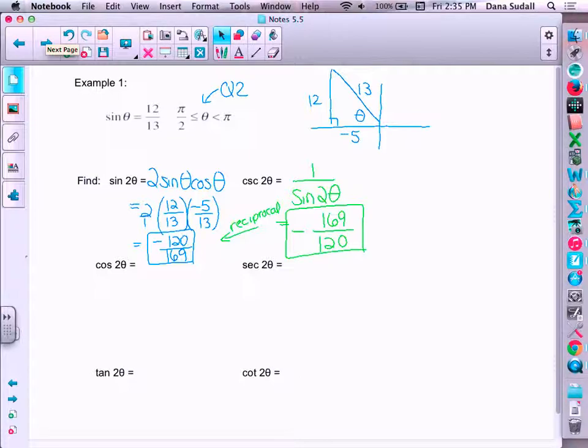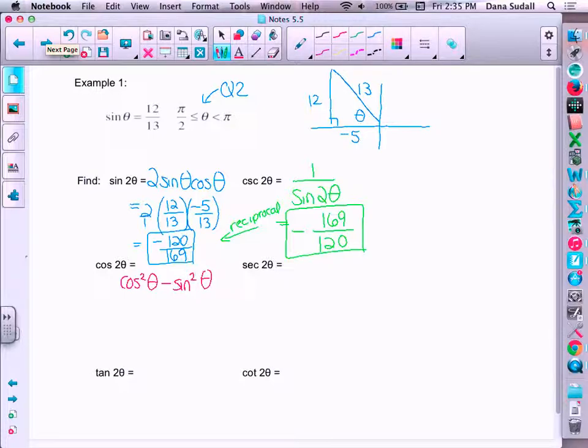So cosine of 2 theta, you can pick which of the identities you want to use. It's actually easiest if you use cosine squared minus sine squared, because then you won't have to simplify as many pieces to this. So cosine 2 theta is equal to cosine squared minus sine squared. So cosine squared from that triangle there would be negative 5 over 13, and that fraction is squared. And then sine is 12 over 13, and that fraction is squared. So that's 25 over 169 minus 144 over 169. And if I combine that, I get negative 119 over 169.